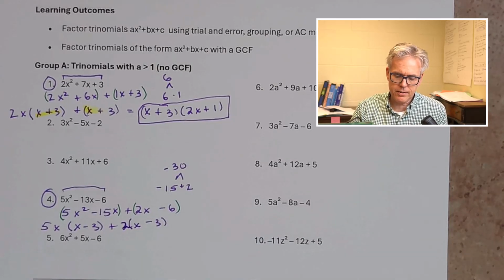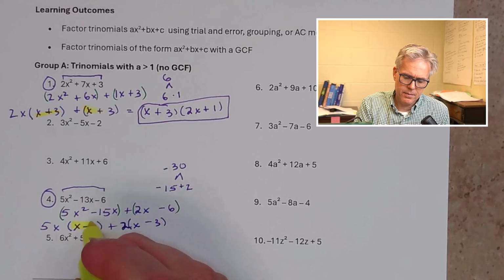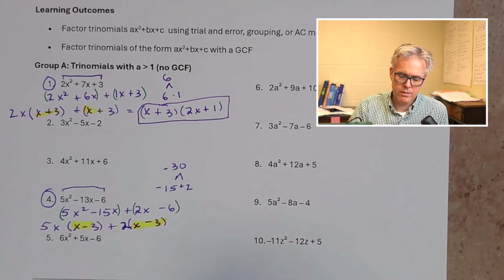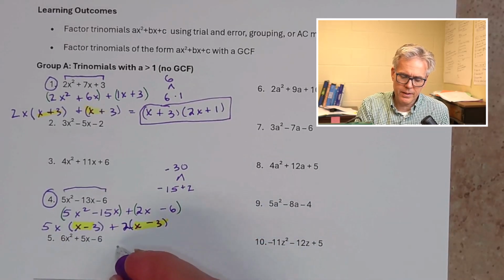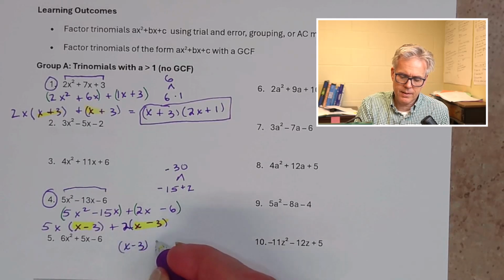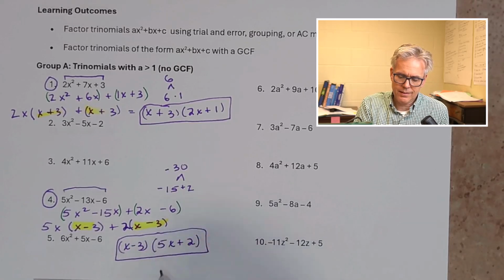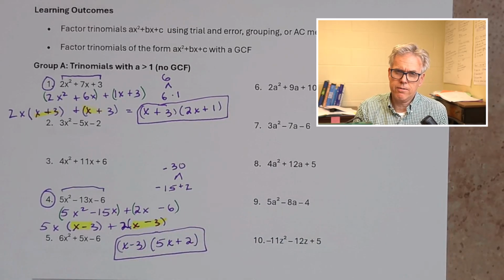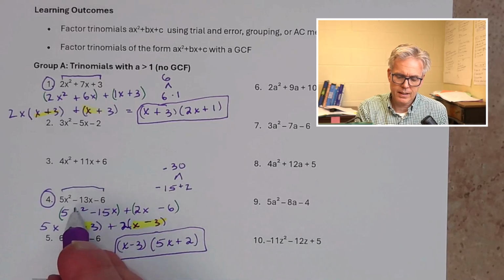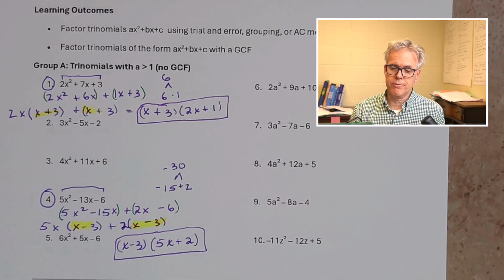And here's my common factor of x minus 3 in both groups here. And so I can pull that out. And what am I left with? x minus 3. And I'm left with a 5x plus 2. As always, I suggest that you FOIL that back out, and you should get this original expression.